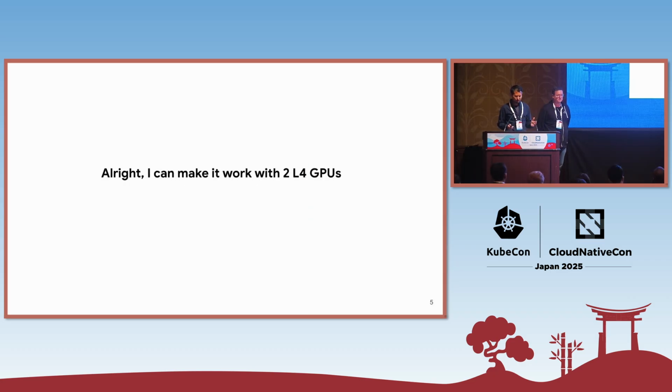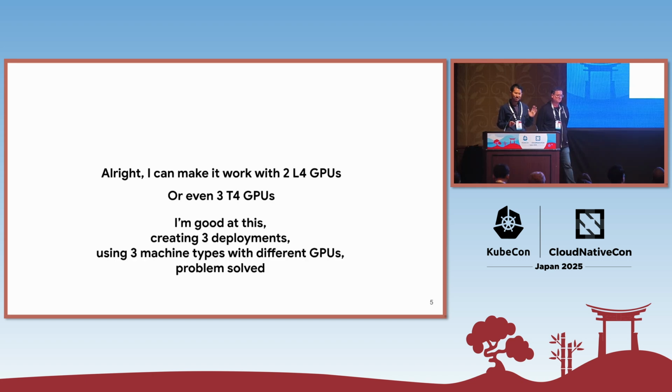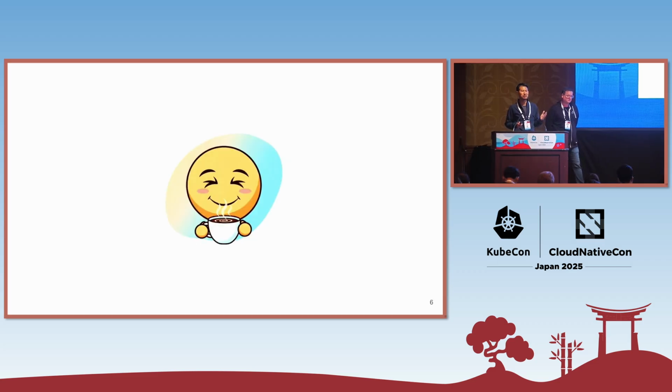What am I going to do about that? All right, when I think back, I can actually make this application work with maybe 2 L4 GPUs. And then looking at the stack of GPUs that I have, I can maybe make that work with 3 T4 GPUs as well. All right, I'm good at this. I'm just going to create 3 deployments, using 3 machine types separately, manage that, problem solved. I can just lean back and have a cup of coffee. We know that's not the case in reality, right?